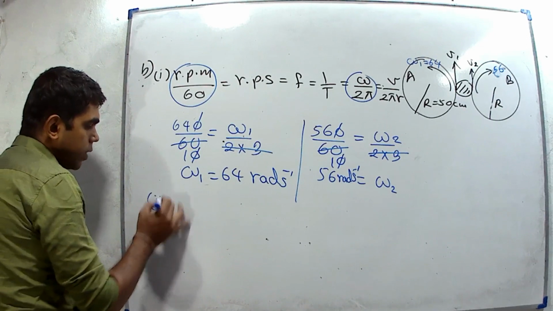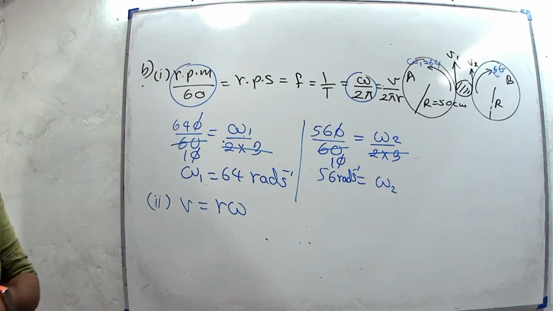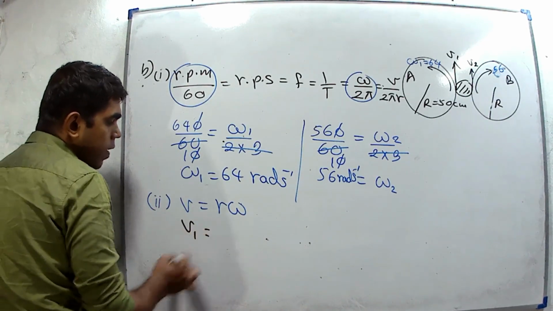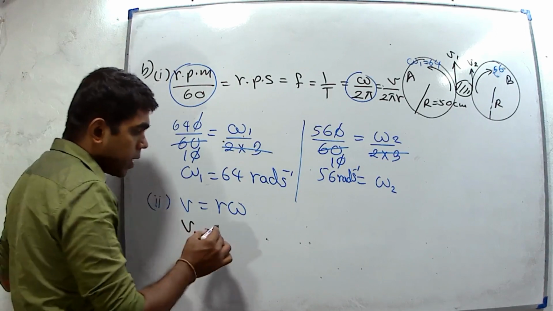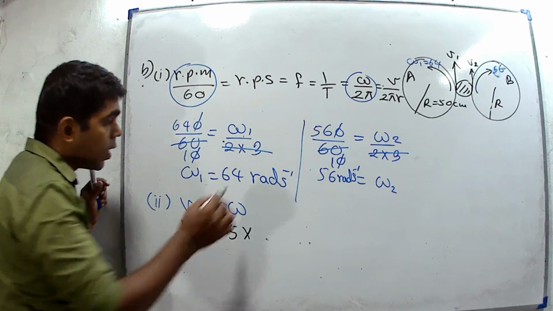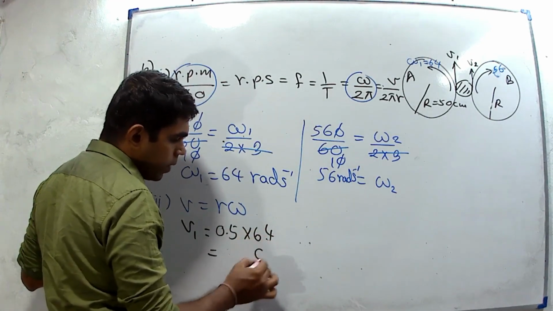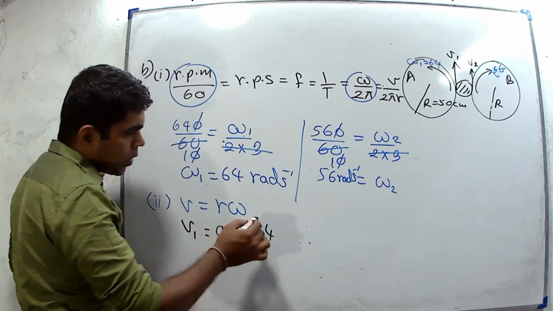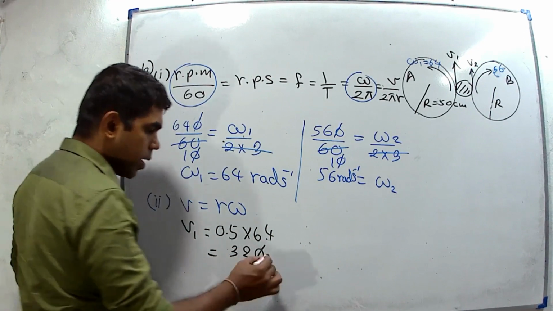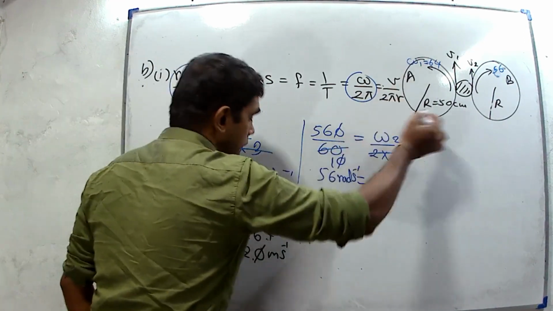We know that V equals R omega. Then for the first wheel, V1 equals radius 50 centimeters. It means 0.5 meters. We have to substitute in SI unit. Omega 64. 5 into 4, 20. 2 remaining. 5 into 6, 30 plus 2, 32. We have to separate one decimal place. 32 meters per second tangential velocity for A.